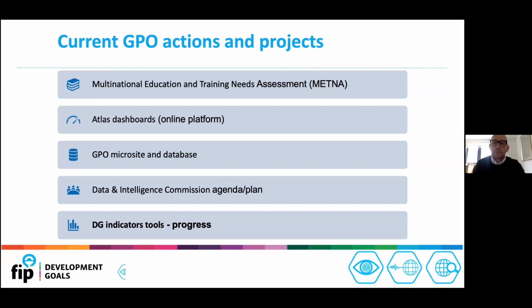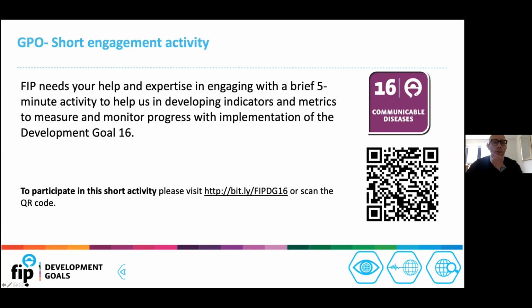Next slide, please. So you'll see on the screen now we have a short engagement activity for you. FIP is now seeking to develop indicators and country-level metrics to measure, monitor progress and performance of the implementation of the development goals. So we'd like to seek your support for this Global Indicators and Metrics project by contributing to this brief activity linked to this Development Goal 16.